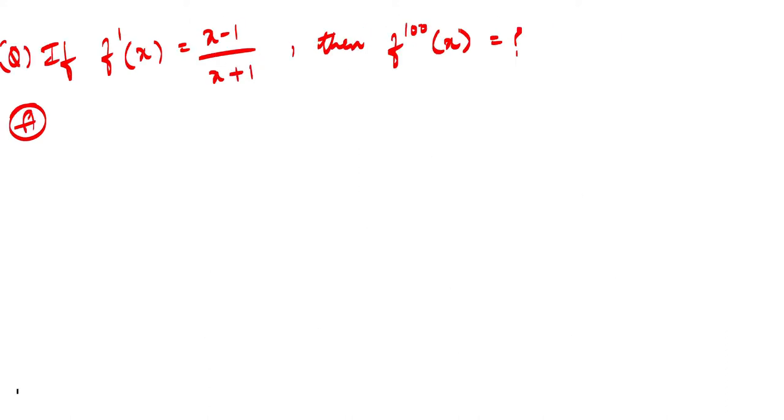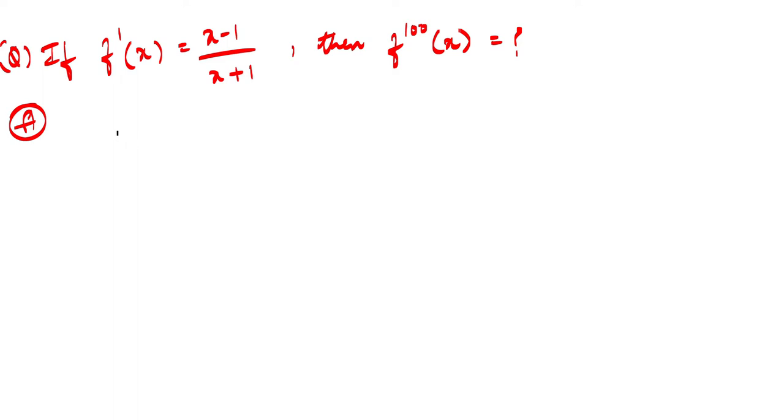If f1 of x is equal to x minus 1 by x plus 1, then find the value of f100 of x. If you consider f100x, this is a very big number, so definitely there must be a pattern in which it flows. If we observe that pattern, then we can solve the problem quickly.